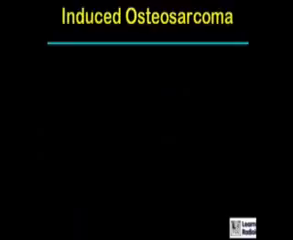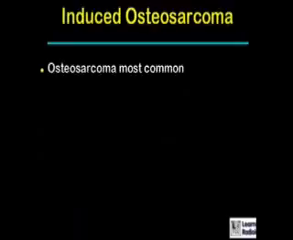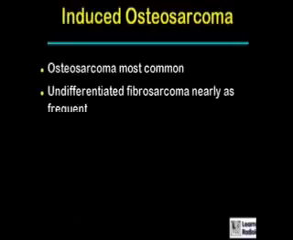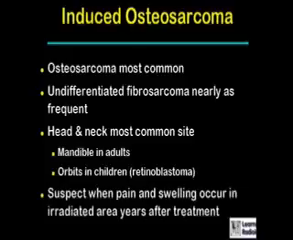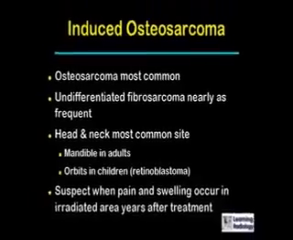Radiation-induced bone tumors are rare. Osteosarcoma is the most common, but undifferentiated fibrosarcomas are nearly as frequent. Head and neck tumors are the most common site, the mandible in adults and the orbits in children, secondary to radiation for retinoblastoma. You should suspect a radiation-induced osteosarcoma or fibrosarcoma when pain and swelling occur in an irradiated area years after the conclusion of treatment.